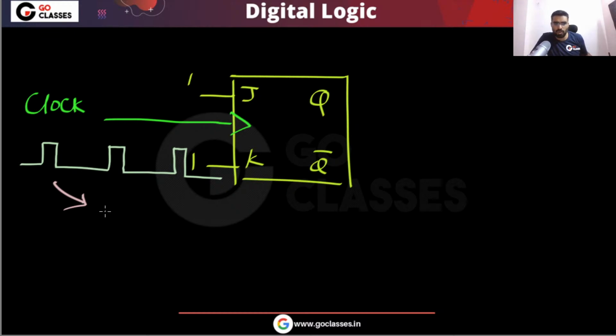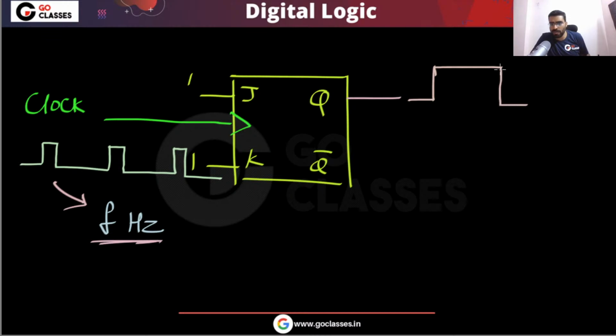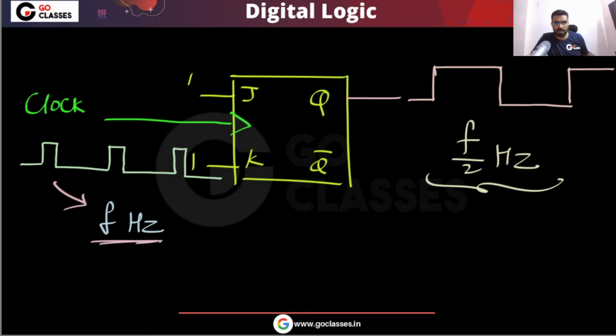So let's assume this clock has frequency f hertz. Then what will be the output? The output frequency will be f by 2. This we have already seen. So if this frequency is f, then first of all, the output will be like this. Remember, the output will be a perfect square wave, and the frequency will be f by 2 hertz. So this is the idea.